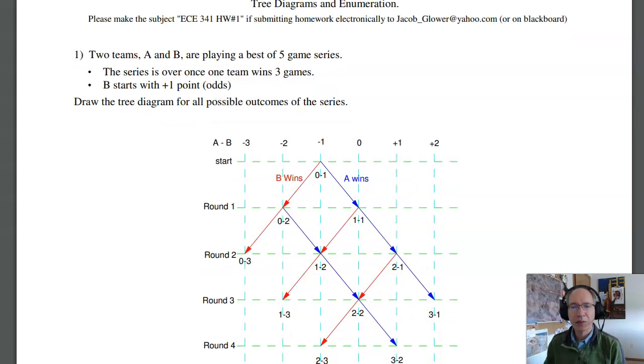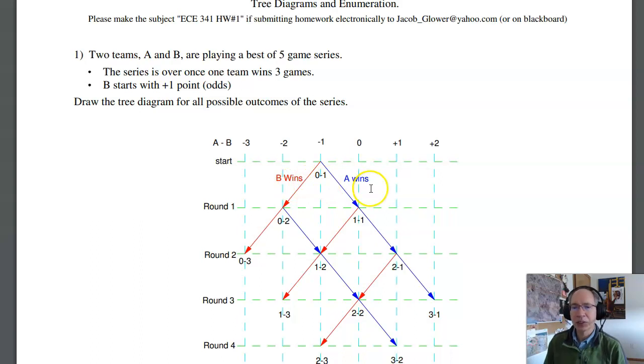If I have two teams, A and B, playing a game, and it's the best of 5, meaning the first one to win 3 games, and B starts with 1 point, meaning odds, come up with a tree diagram for who's going to win. So if I start out, this is A minus B, not really sure it's relevant, but if I start out right here, it's 0 and 1, B's won a game.